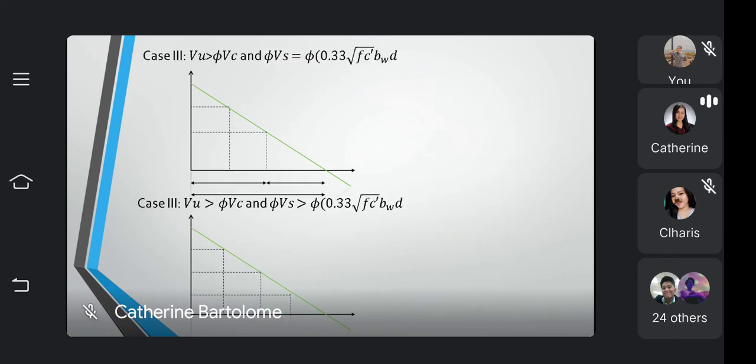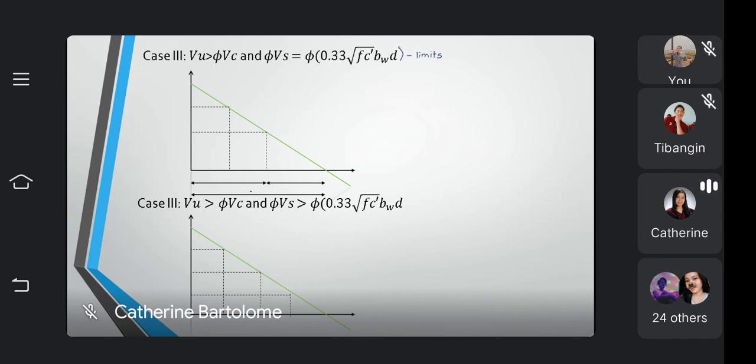Let's move on to case 3. Here, case 3 is VU is greater than VBC. So, what does it mean? Yes, so stirrups are required. Okay? And VBC is equal to 0.33 square root of FC prime bw d. So take note that it is just for the limits. Okay, so limits lang ito. Okay, so let's analyze this problem, or this case.